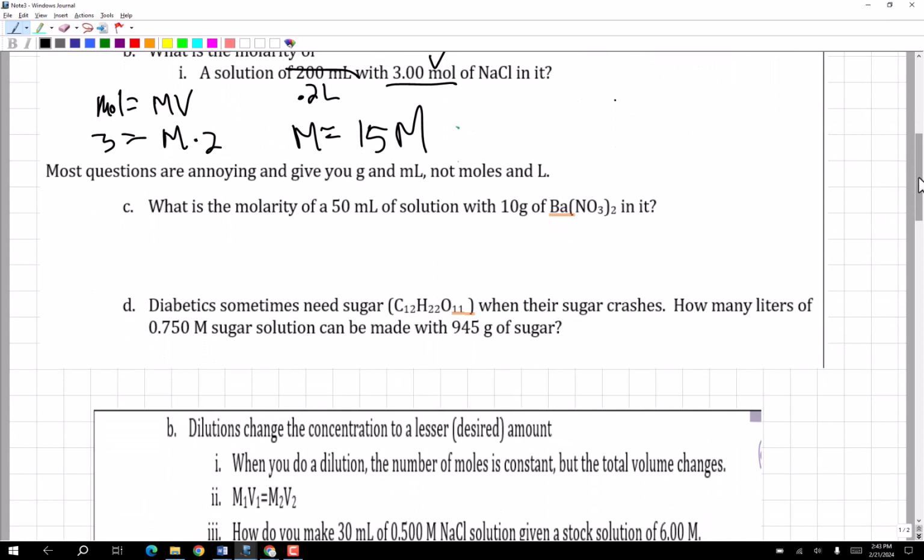Most questions are annoying and give you grams and milliliters, not moles and liters. See how in that one I had to change my milliliters, but I didn't have to go from grams to moles. What is the molarity of 50 milliliters, 1, 2, 3, 0.05 liters, with 10 grams of Ba(NO3)2?